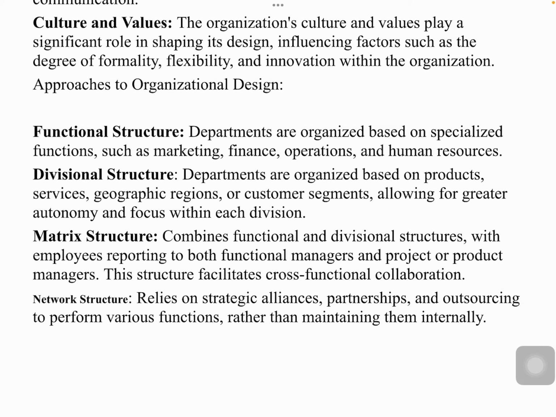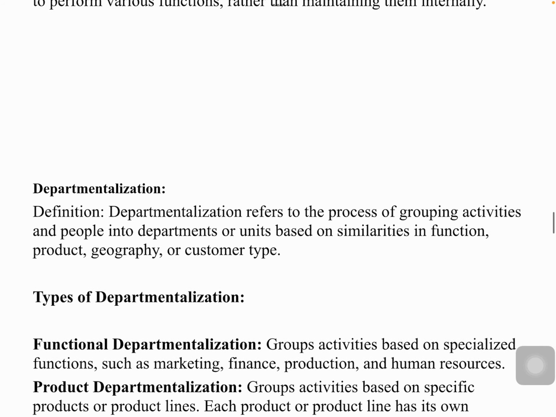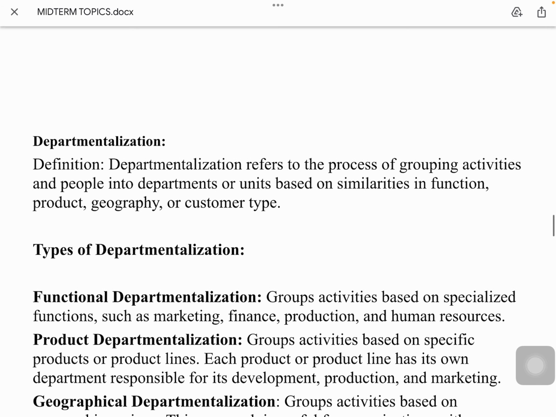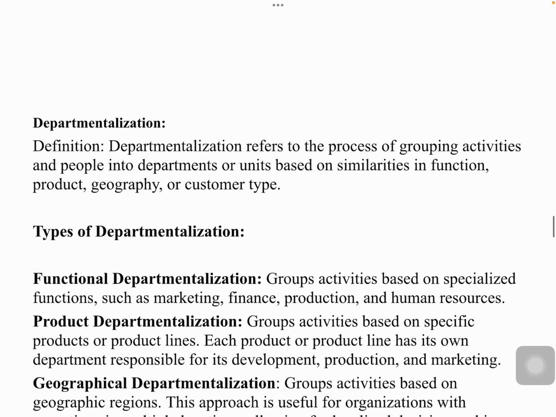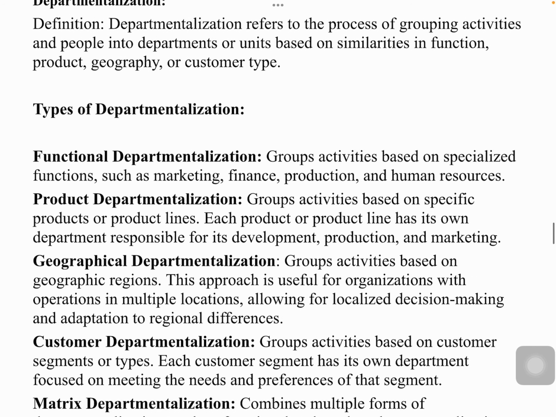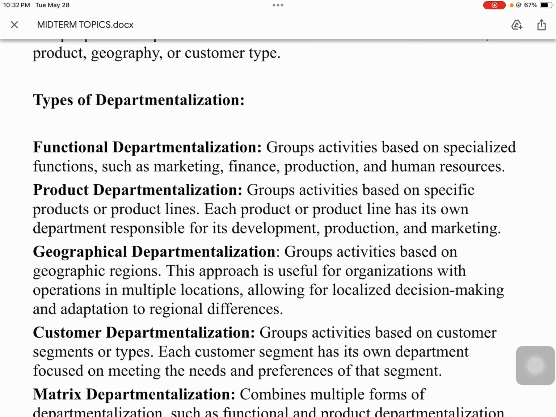So next is network structures. Alliances and partnerships perform functions instead of internal departments. Example, outsourcing IT support to an external company. So next is departmentalization. Definition: departmentalization refers to the process of grouping activities and people into departments or units based on similarities in function, products, geography, and customer types. So types of departmentalization.